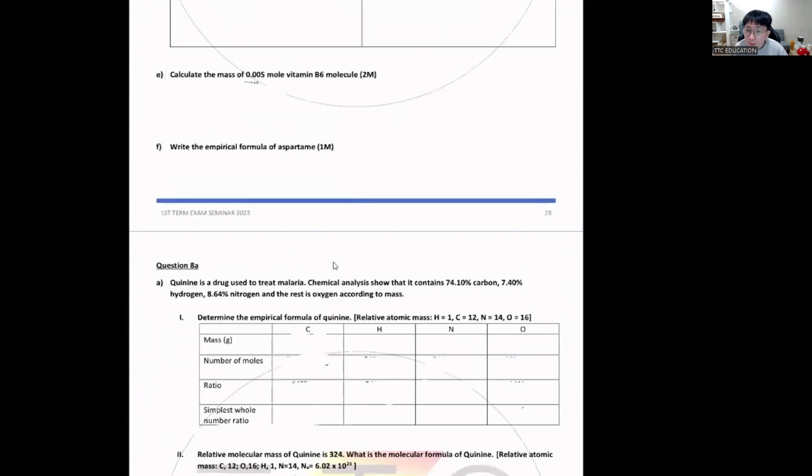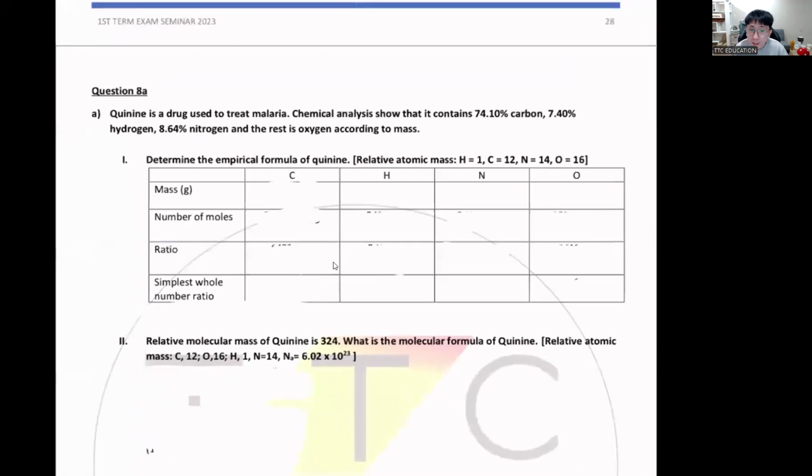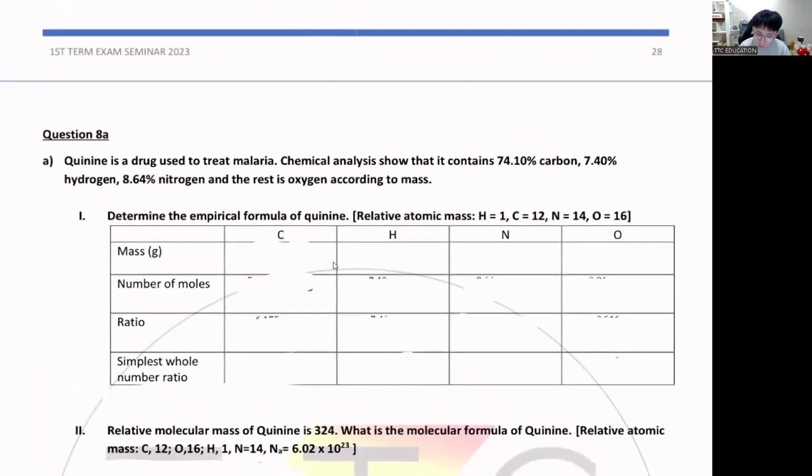And now, of course, we have many, many types of questions. Let's say we see question number 8A. This one is page number 29. This is like an advanced version of what we did in empirical formula. Instead of using MgO and CuO, they give you some weird chemical like quinine. What is this? I don't know. But they say it is used to treat malaria. Then they give percentage of carbon, percentage of hydrogen, nitrogen, and the rest is oxygen. So what are you going to do? Use the percentage as your mass directly is fine.